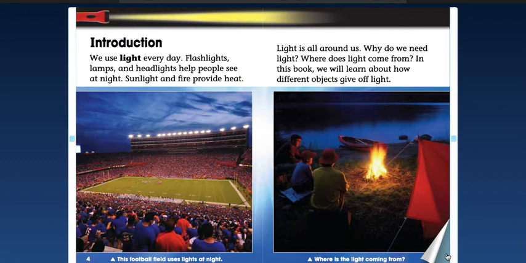Introduction, we use light every day. Flashlights, lamps, and headlights help people see at night. Sunlight and fire provide heat. The football field uses lights at night. Light is all around us. Why do we need light? Where does light come from? In this book, you will learn about how different objects give off light. Where is the light coming from?